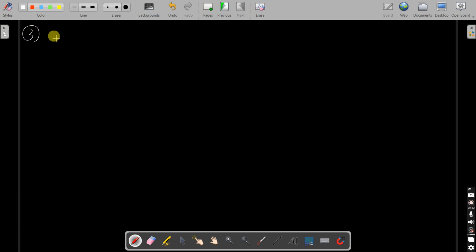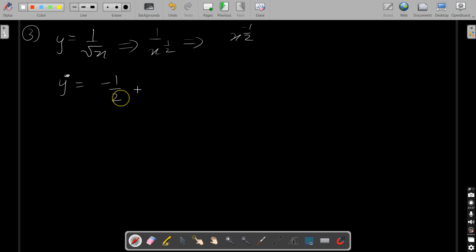Third question, y is equal to 1 upon under root of x. So y dot will be, let me simplify this, 1 upon root x is x to the power minus 1 upon 2. So y dot will be minus 1 upon 2 x to the power minus 1 upon 2 minus 1, which is 2 upon 2, so minus 3 upon 2.